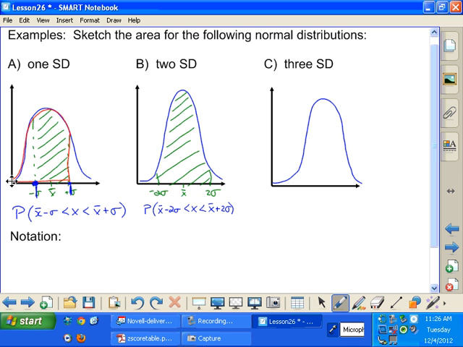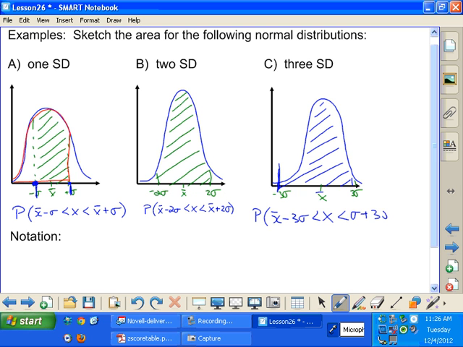And finally, the 3 standard deviations looks very, very similar. I just want to remind you that the area in question here is not the entire area under the curve, but it starts at one location, so it starts at the bottom end. So it starts at the mean minus 3 standard deviations and goes up to 3 standard deviations. And again, I'm going to show you how that transfers over.